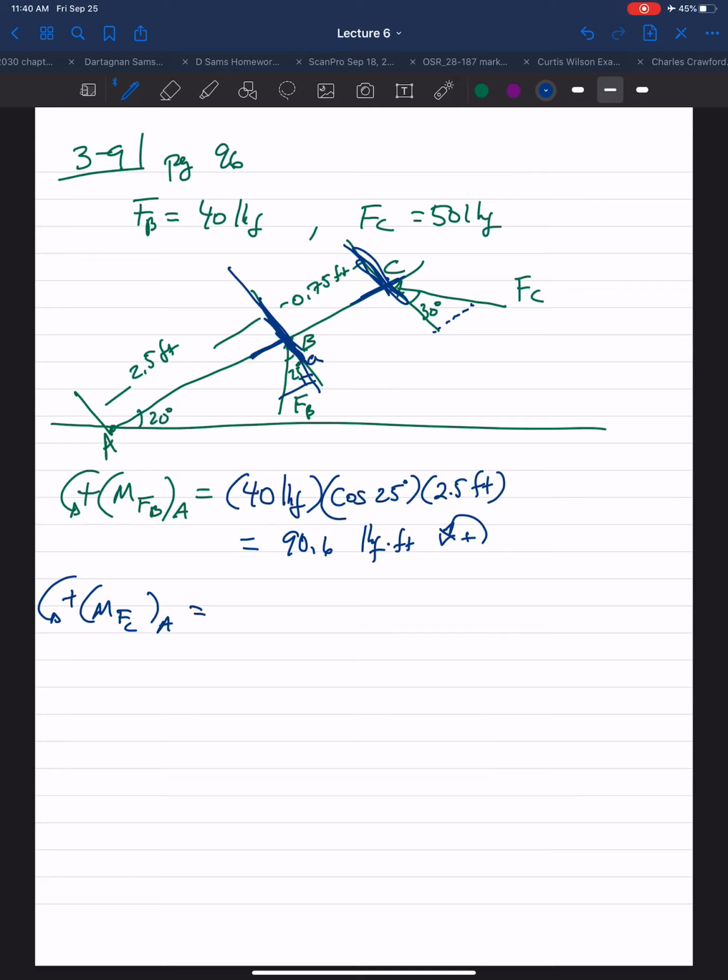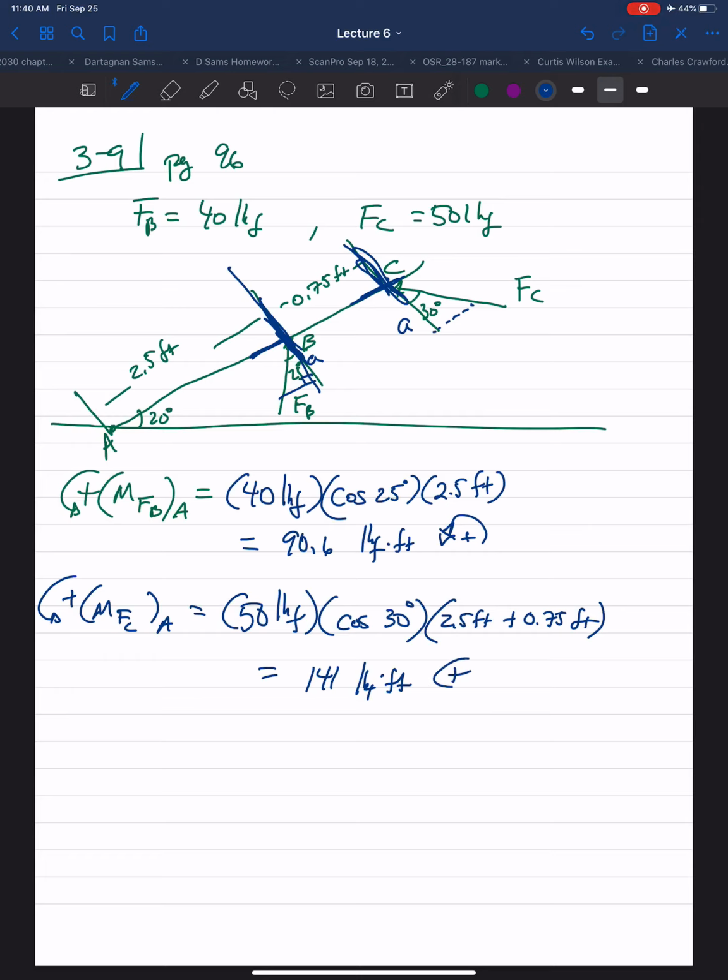If this is our angle theta, the vertical component will be leg A, cosine of 30. So FC was given as 50 pounds force times cosine of 30, then times the perpendicular distance, which is 2.5 feet plus 0.75 feet. Multiply that out, and you get 141 pound force feet. FC is to the right of point A and pushes up, so it causes counterclockwise, so a positive value.